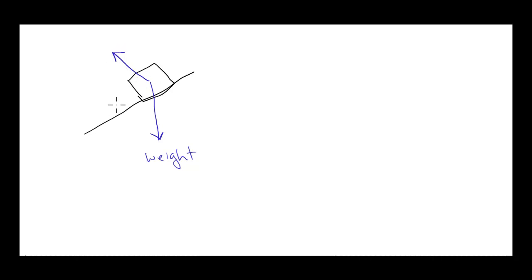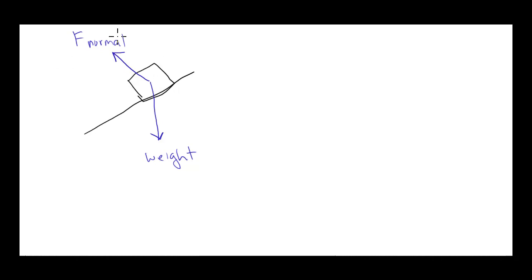Perpendicular to the surface of the ramp, a 90-degree angle from the surface of the ramp. So this is the normal force, F normal. But you can see now this is a little bit different because the weight and the normal force are not opposite one another. There's an angle here. Those are not completely opposite, not 180 degrees opposite. So what's going on here?